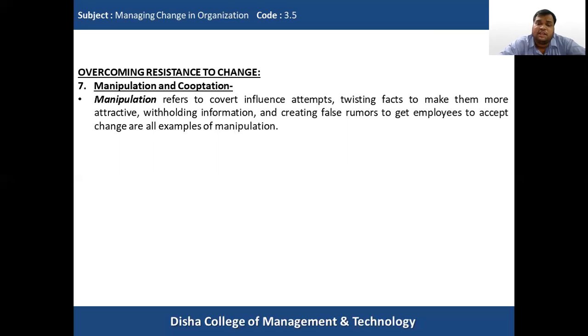So individuals can be manipulated into believing that the change is good and required by the organization. The covert ways of influencing include twisting the facts to make them more attractive for the employees to believe, withholding certain crucial information from the employees, or creating false rumors to get employees to accept the change.